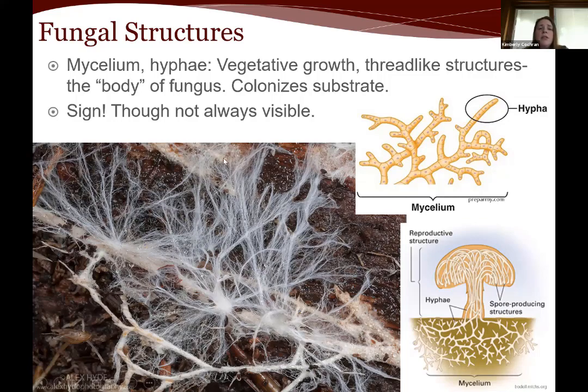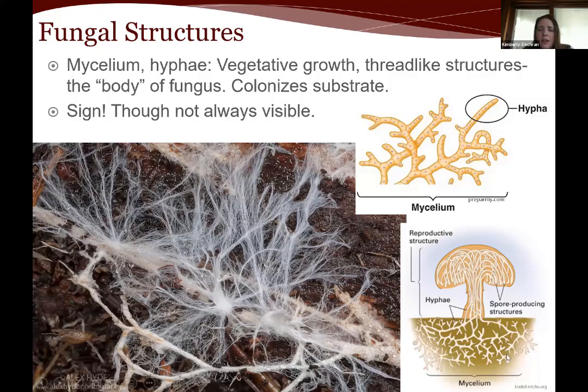Singularly, though, we would call them hyphae. And here you can see that distinction in the photo on the upper right. Mycelium is the whole thing. Hyphae is one little thread-like piece. These are kind of like roots in that they absorb nutrients and anchor the reproductive structures. And it colonizes your substrate no matter what that may be. So this is a sign, and that is actual pathogen tissue, but it's not always visible because it may be so embedded in the substrate that you're just not seeing any on the surface.